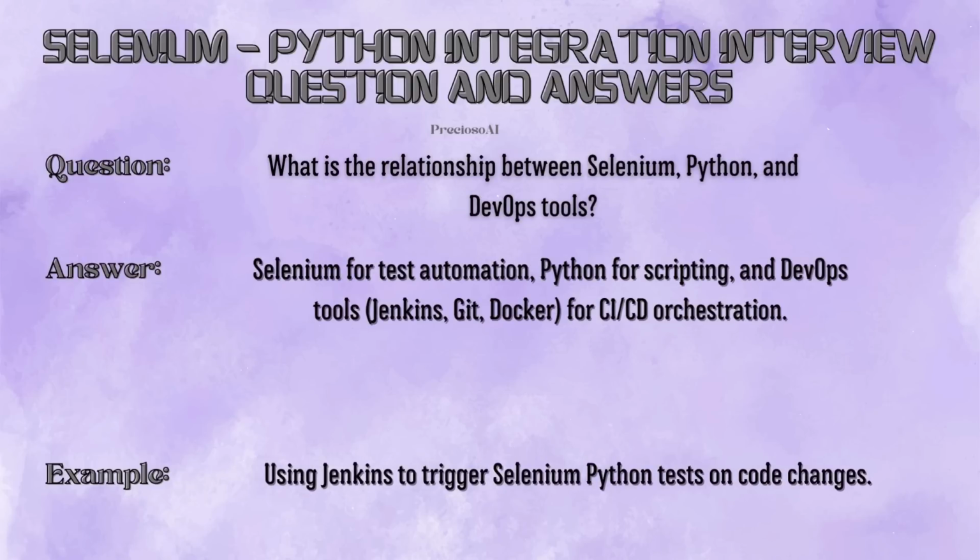Question is: what is the relationship between Selenium, Python, and DevOps tools? And the answer is Selenium for test automation, Python for scripting, and DevOps tools, Jenkins, Git, Docker, for CI/CD orchestration, for example using Jenkins to trigger Selenium Python tests on code changes.